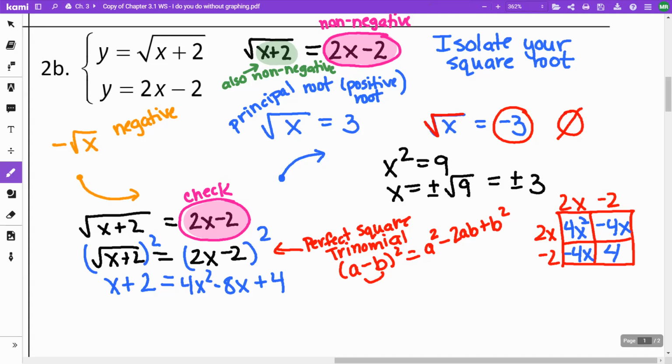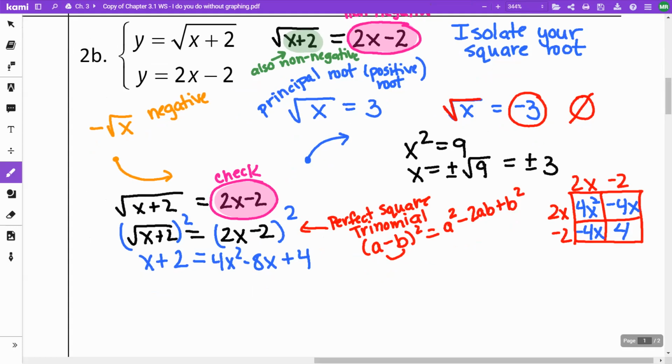Okay, so now that I have my x plus 2 is equal to 4x squared minus 8x plus 4, I have a quadratic. I need to get everything on one side, 0 on the other side. So I'm going to have 0 is equal to 4x squared. I'm going to minus the x from both sides and get a negative 9x. I'm going to minus the 2 from both sides and I'm going to get a plus 2.